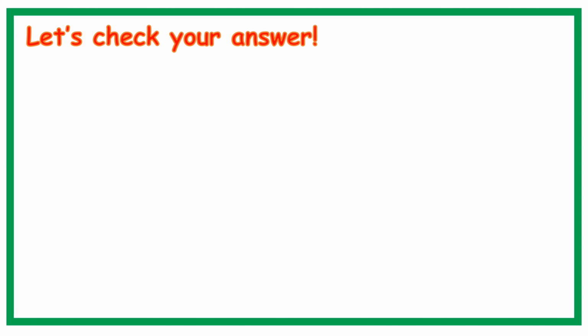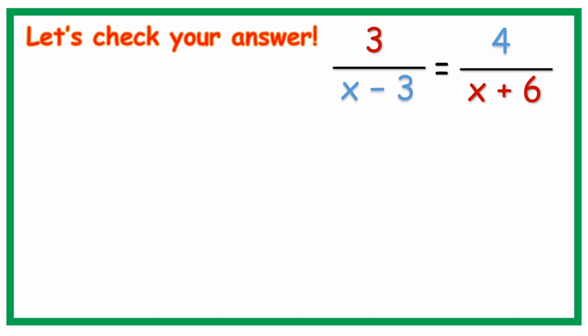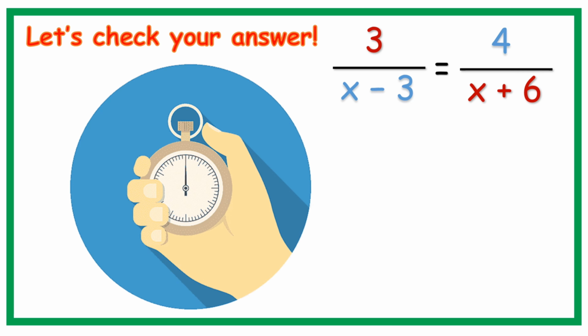Let's solve this again. Your turn. 3 over x minus 3 equals 4 over x plus 6. Timer starts now. You have 30 seconds.